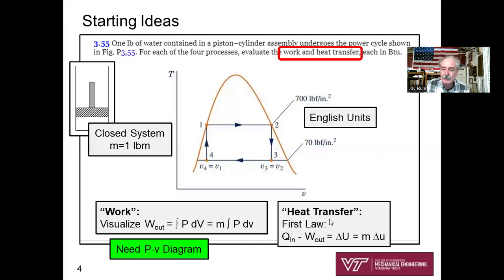Heat transfer, how are we going to find heat transfer? Based on what we've learned so far in class, you're going to write out the first law. Since you can find the work out, then you can write the first law. It says Q in minus W out equals delta U plus potential and kinetic energy change, which we are not going to consider for this problem. And that equals m, the mass of the system, times delta little u. Okay, so that's pretty good planning.